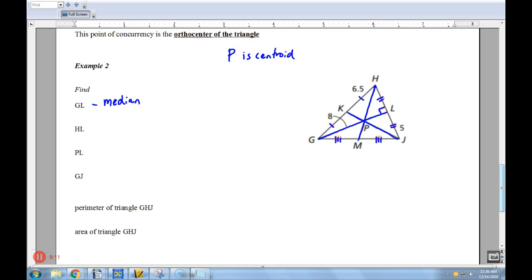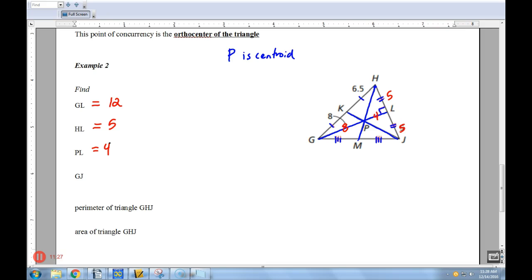And now I got to try to figure out some numbers here. So let's see, the distance from G to L. Well, if this piece is 8, that means the small piece over here should be half of that, which is 4. So that would make G to L 12. I need H to L. Well, since this side is 5, that means this side is 5 because they're marked as congruent. So that should be 5. Distance from P to L I already got. That was 4.